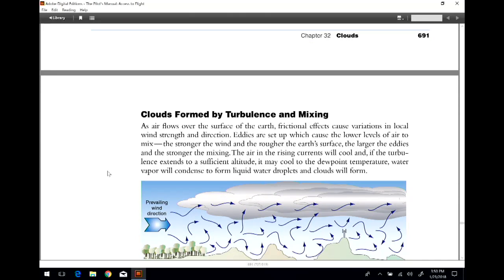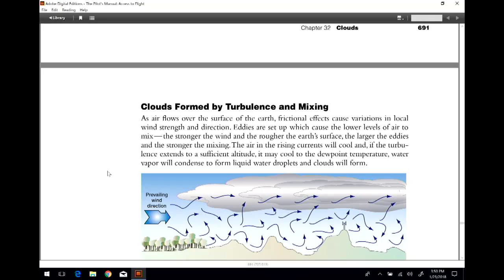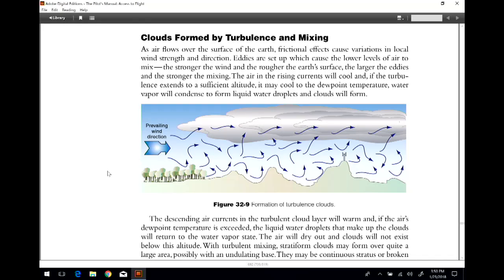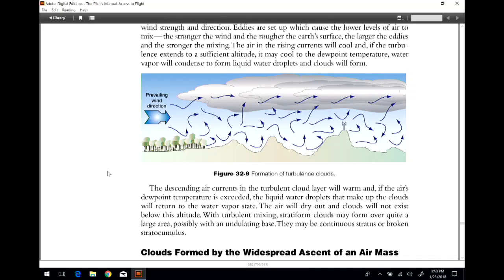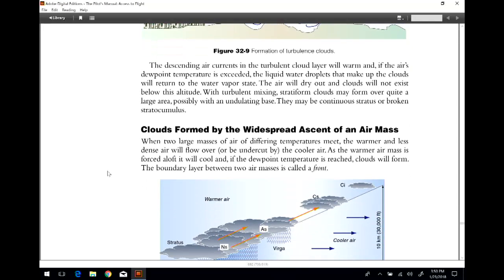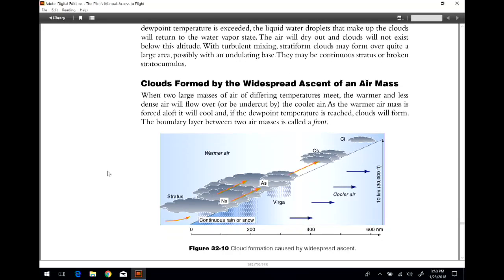Clouds formed by turbulence and mixing. Oh, we see a few of those out here, don't we? So you can look at those. Turbulence clouds. I don't know that I've ever actually seen something referred to as a turbulence cloud, but clouds can be formed by that unstable air. These are some of the things that you see here.